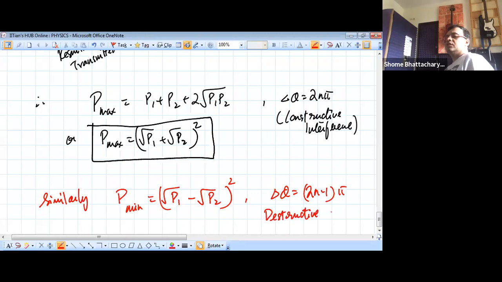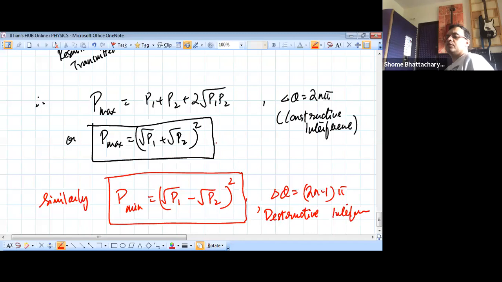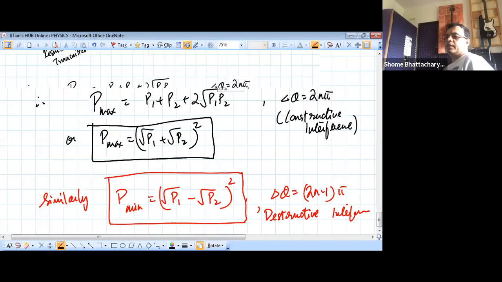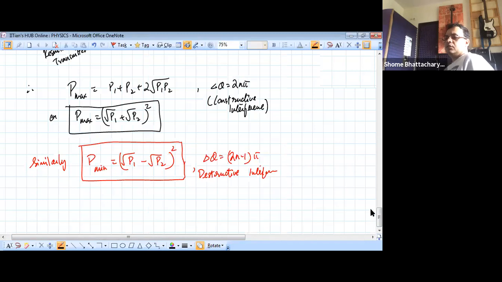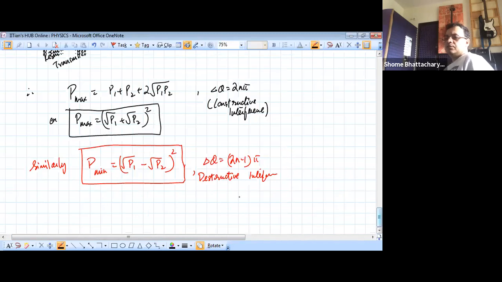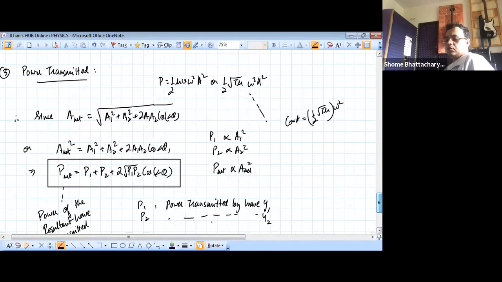You should also know this as a rule of thumb, that destructive interference will result in a net power which will be of this kind of formula. Constructive interference will result in net power which will be this kind of relationship of P1 and P2. Just like in this case the amplitude becomes A1 plus A2, and in the destructive interference case the amplitude becomes the difference of A1 and A2. So see, likewise you have a correlating formula for the power.